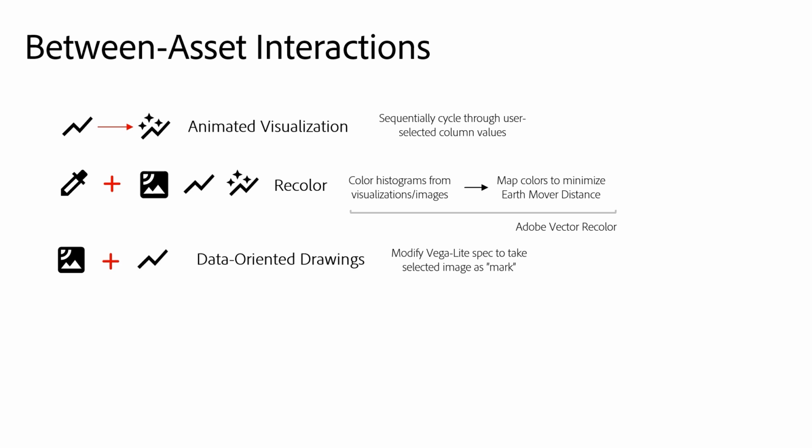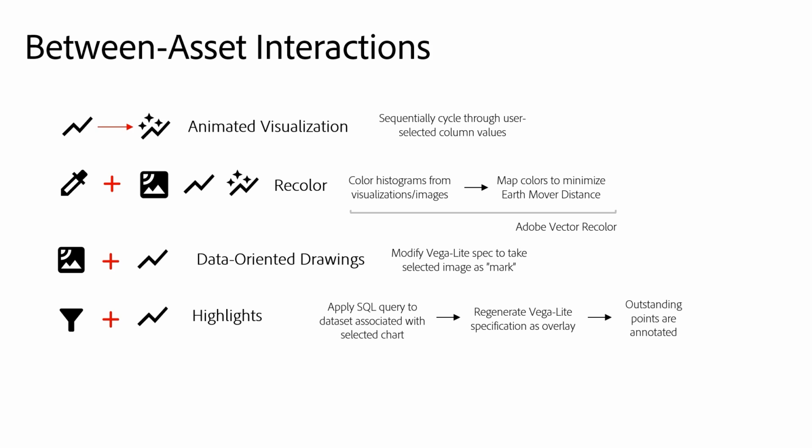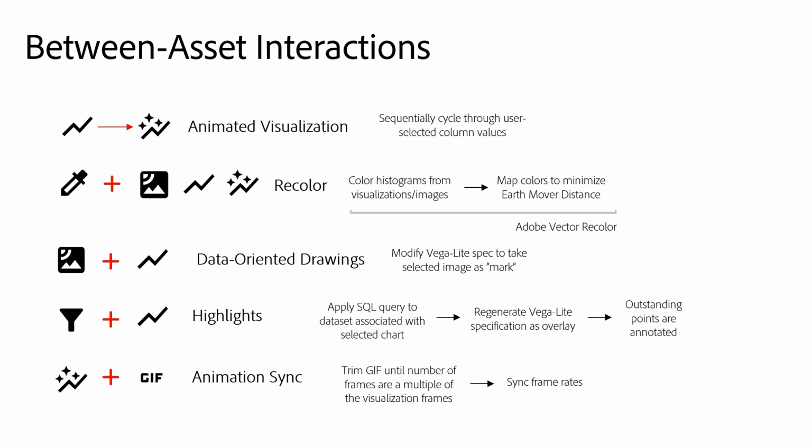Images can also be combined with visualizations, creating what we call data-oriented drawings, by serving as proxies to individual or aggregate data points, achieved by modifying the Bagel-like specification. Data filters can be used by itself to make graphs or be used to add overlay annotations to graphs. And lastly, animated visualizations and images can be synced to achieve greater visual cohesion.